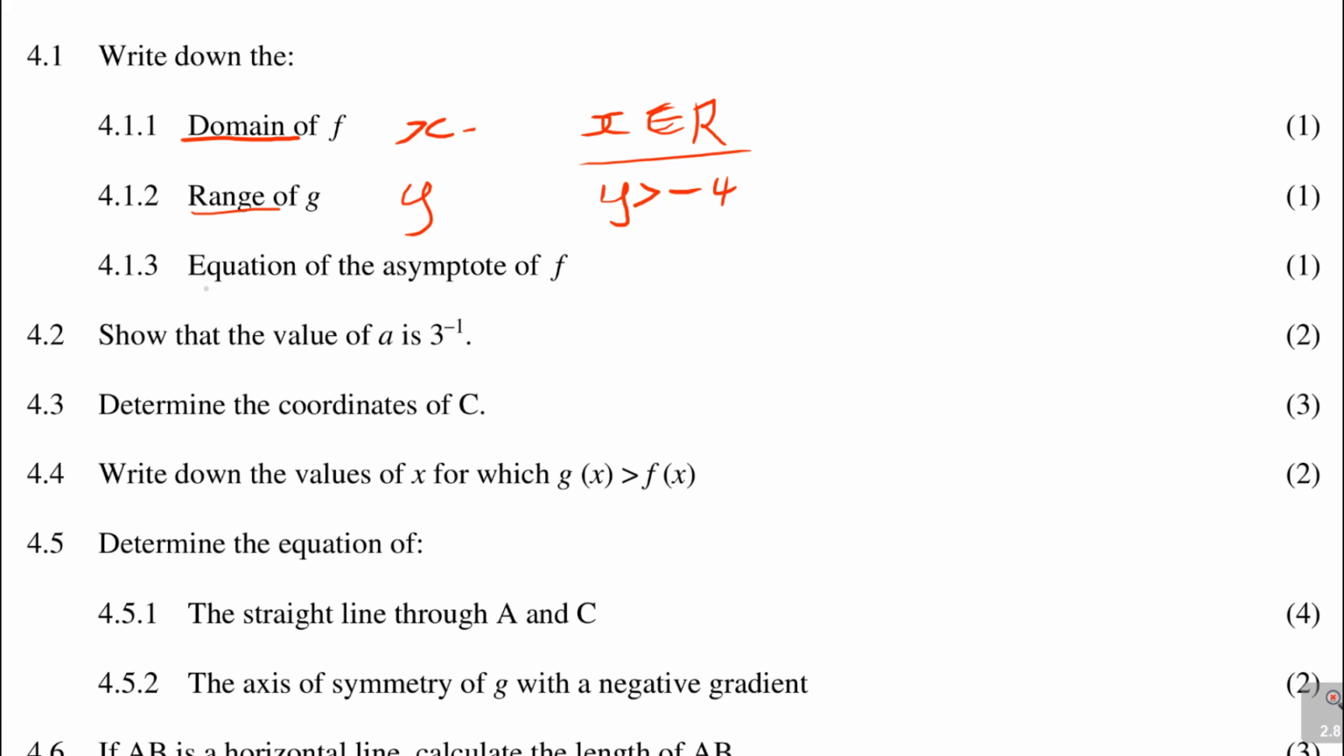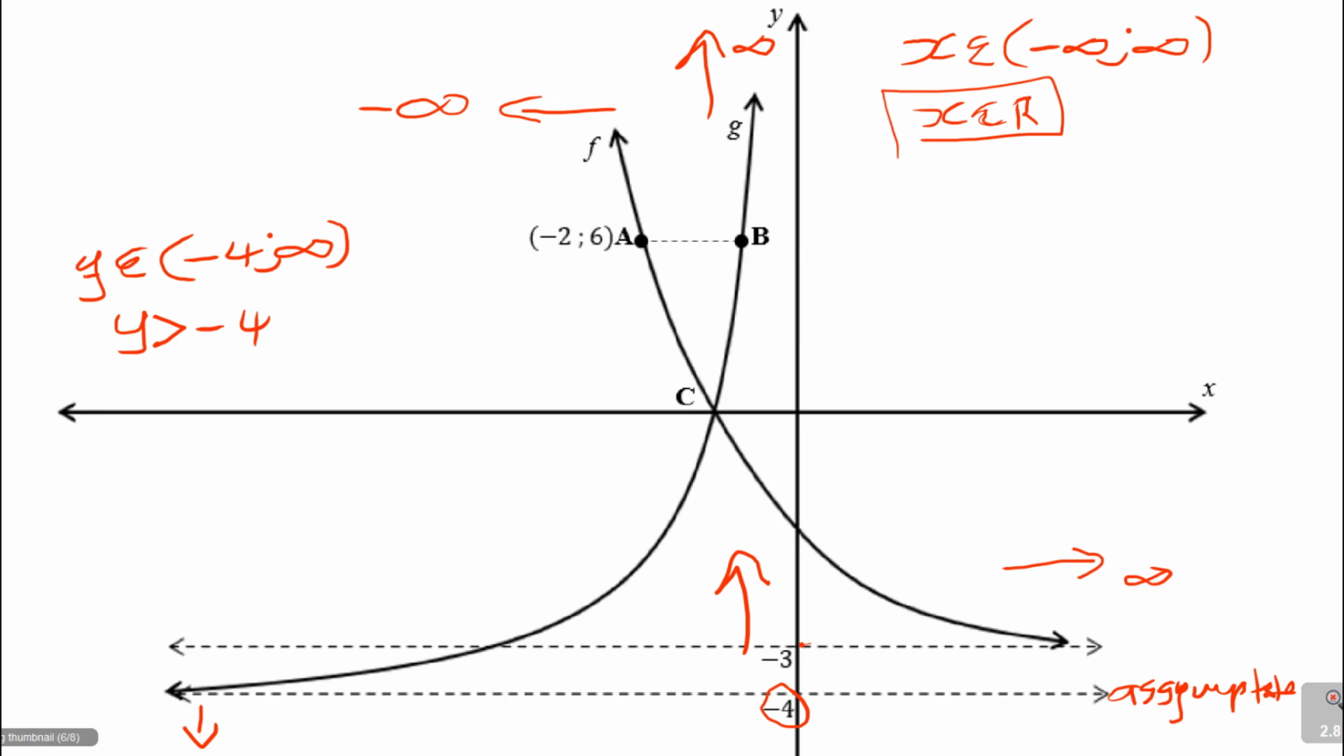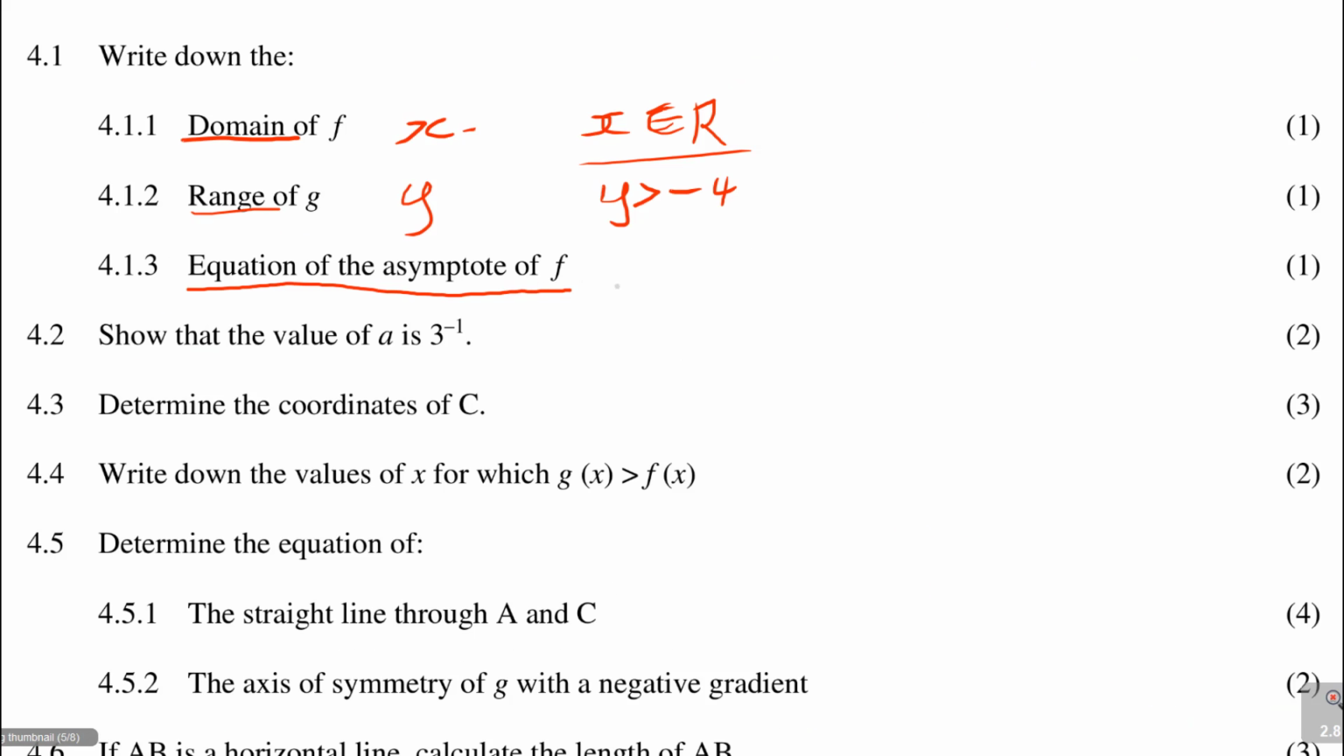The equation of the asymptote of f. You see, they're talking now about the asymptote. So we look at the asymptote of f, let me just erase some of the things. Now you look at this graph. This is f, and you can see that it's ending at -3. If they're asking about the equation, you know the equation starts with y is equal to. Where is it cutting? It's cutting at -3. So y is equal to -3 is the answer there.